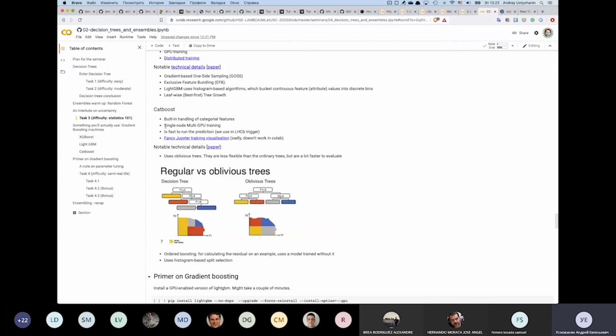So it supports single node multi-GPU training. It also supports GPU-based inference, and it has built-in handling of categorical features. With those kind of features, regular splits are not a very useful thing to do, because categorical features is something that doesn't have order in it.